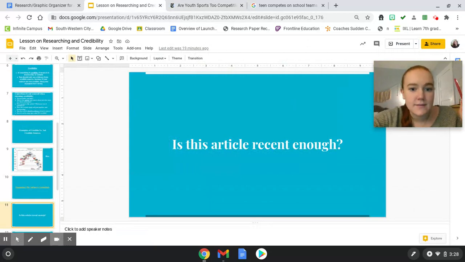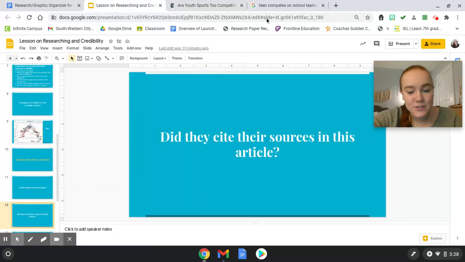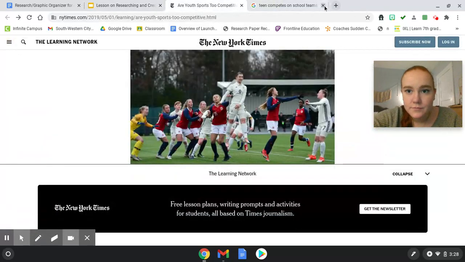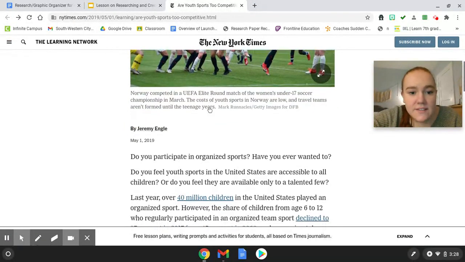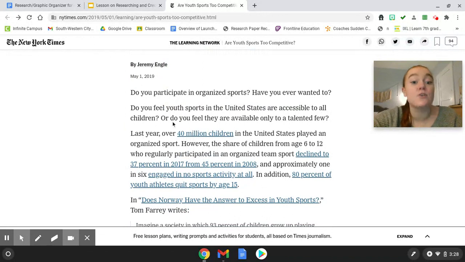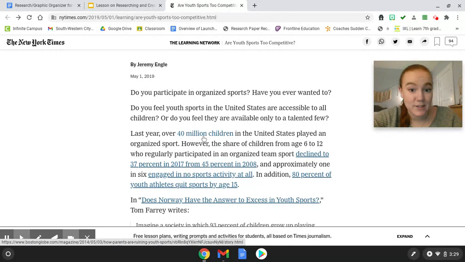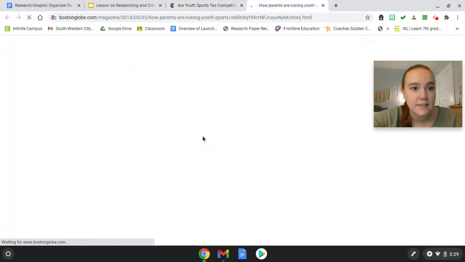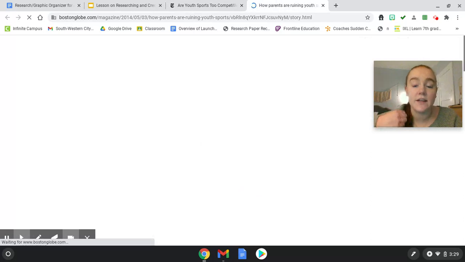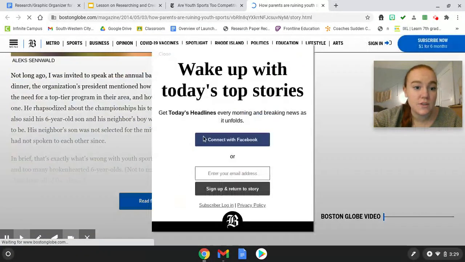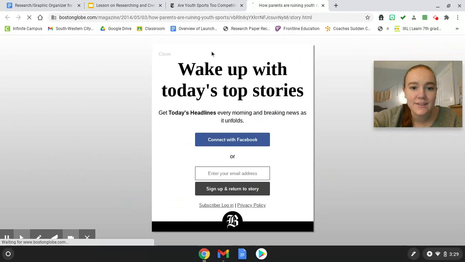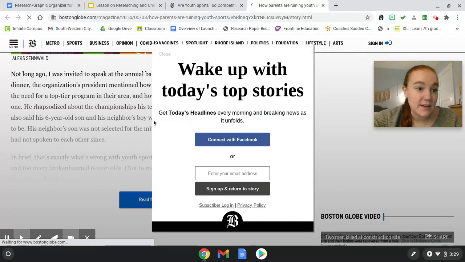And then it says next here, did they cite their sources in this article? Let's see, did they? Did they cite their sources? This is a great example of citing their sources. So this is a statistic, obviously. Last year, over 40 million children in the United States played an organized sport. But we need to make sure, this link usually means that that's their citing of the source. So if we click on that, okay, great. It takes us to the survey or to the study where they found that statistic.